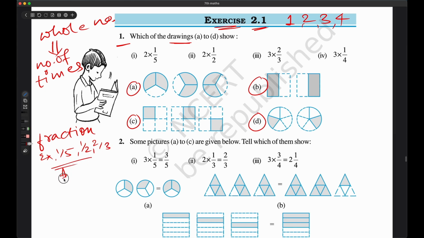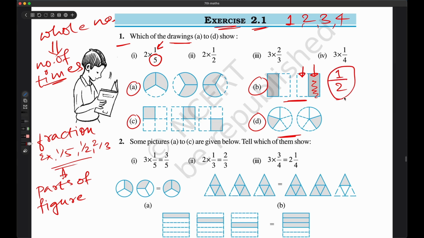This represents the parts of the given figure. So the first option is we are repeating the process 2 times. So there are two figures. So option A or option B will be the match. Now the total number of parts is 5 and we are choosing one part every time. In option number B there are 2 parts and each time we are choosing one part. So it is 1 by 2.